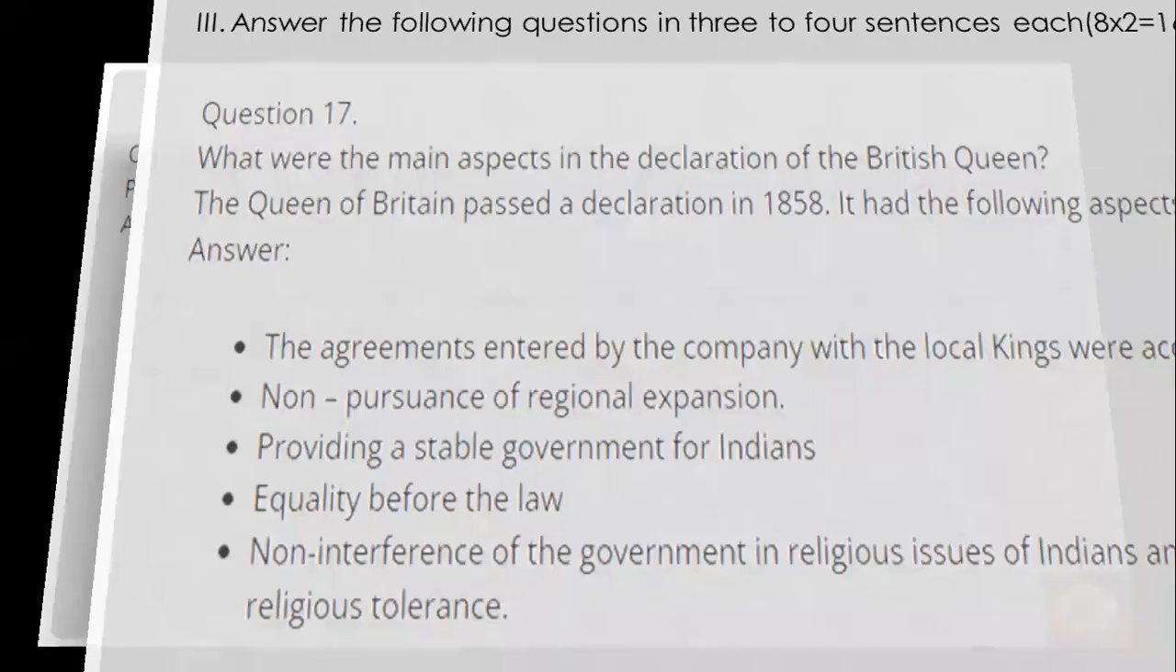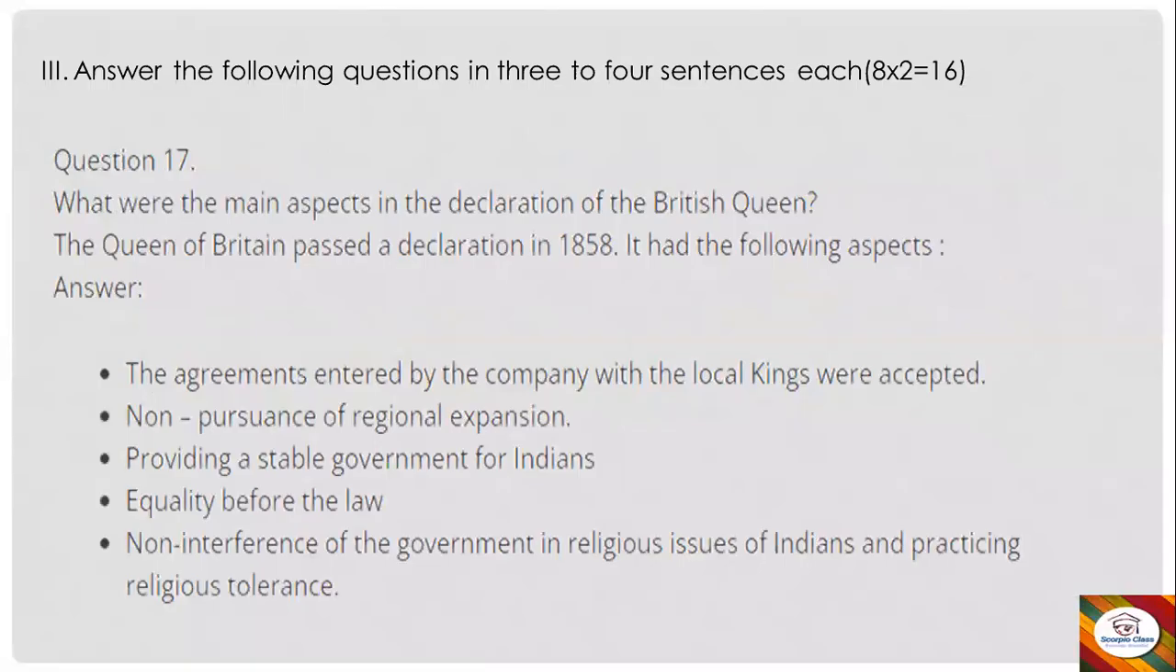Next, question 17 is coming under third main. Answer the following questions in 3 to 4 sentences each. Now again you have 8 questions of 2 marks each, which equals to 16 marks. So question number continues. It's question number 17 now.